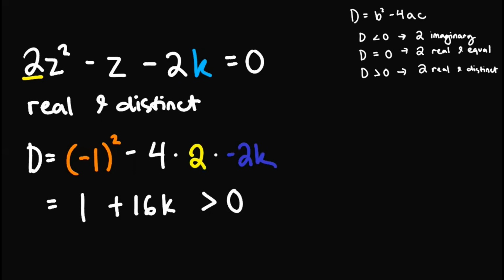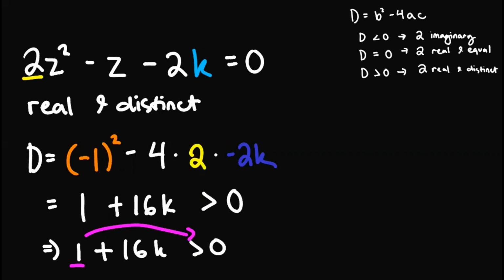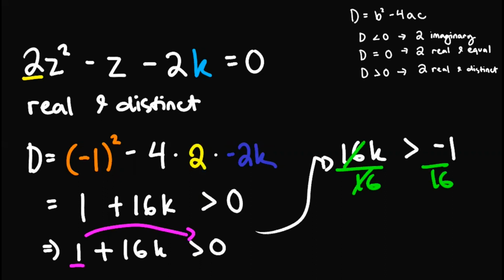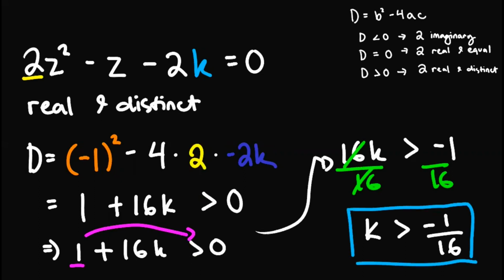So to solve this one, we'll have here 1 plus 16k is greater than 0. To solve this, we move this one to the right side. We'll obtain 16k is greater than negative 1. We then divide 16 on both sides, cancel this one out, and obtain k is greater than negative 1 over 16. And this one out here is the answer. So for all values of k that is greater than negative 1 over 16, the roots of our quadratic equation will be real and distinct.